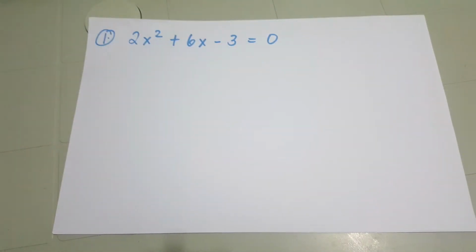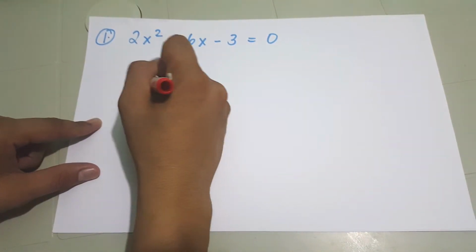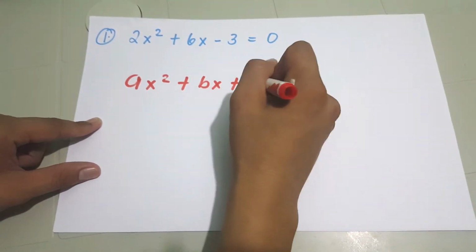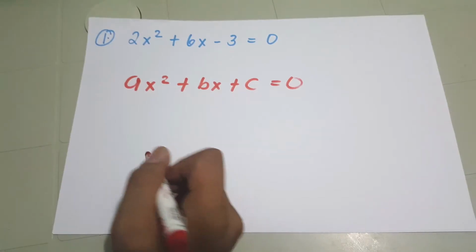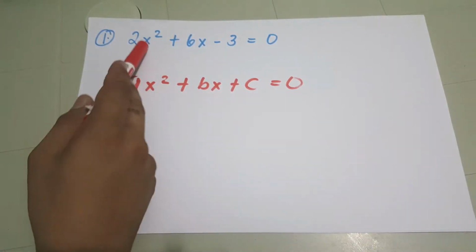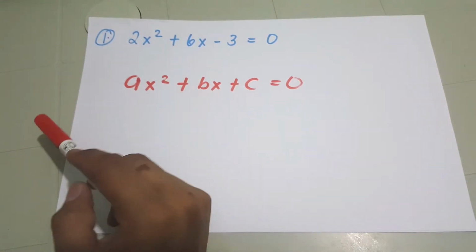Next is, let's get into the example. My first example is 2x squared plus 6x minus 3. Now the question is this a quadratic equation in the first place? Kanina we are told that a quadratic equation can be written in the form ax squared plus bx plus c is equals to 0. We can write a quadratic equation in this form. Now the question is this equation a quadratic equation, and is this written in the standard form?